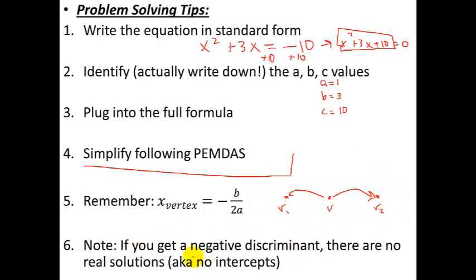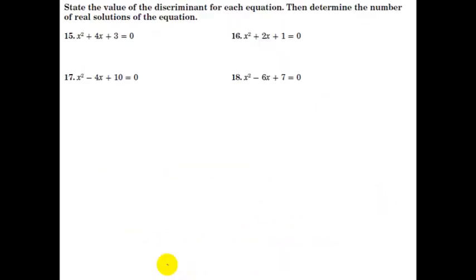And lastly, if you get a negative discriminant, you're done. You can stop because there's going to be no solution, as we saw in the previous slide. So all we're going to do here is a couple of examples and then set you loose on the homework.